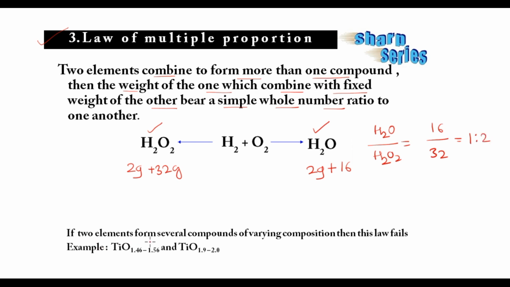If two elements form several compounds with varying composition, then this law fails. For example, in interstitial compounds, this law fails.